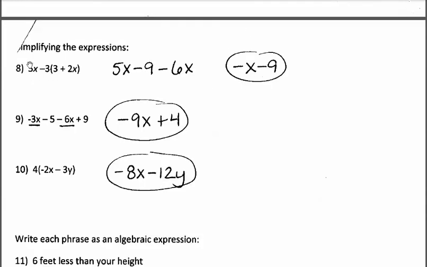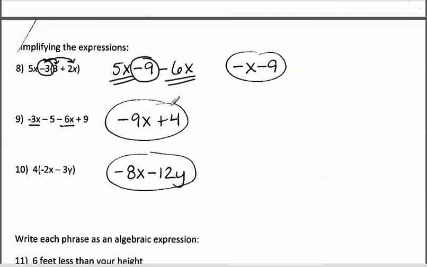Okay, if they want me to simplify, I have to first distribute the negative 3 to the 3, which is negative 9, and to the positive 2x, which is negative 6x. 5x is positive, 6x is negative, and they have different signs, so subtract. 6 minus 5 is 1, but I have more negatives than positives, so negative x. Minus 9 is all by itself, so it comes over.